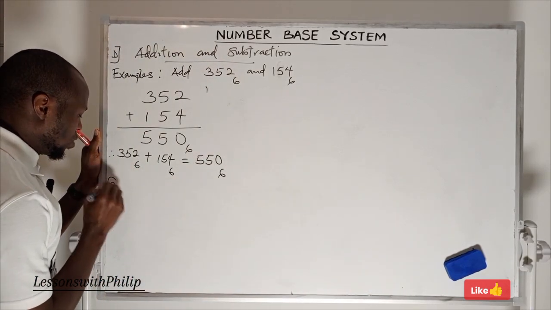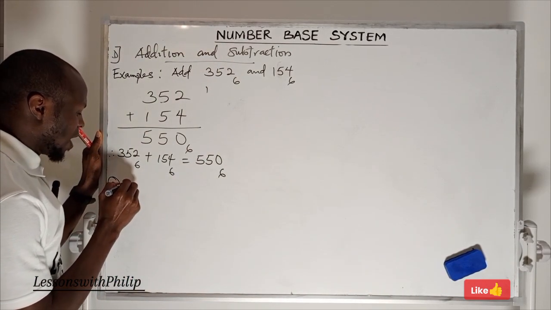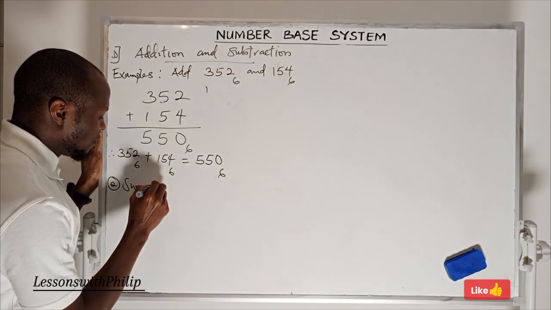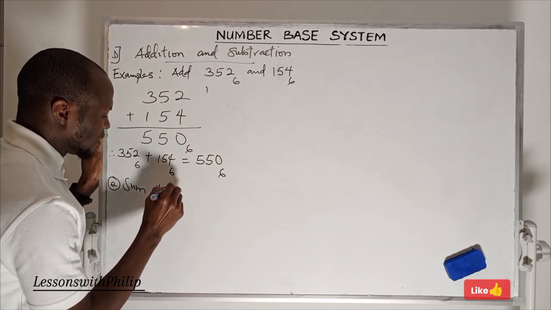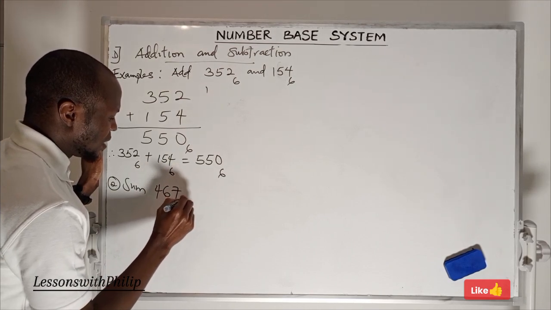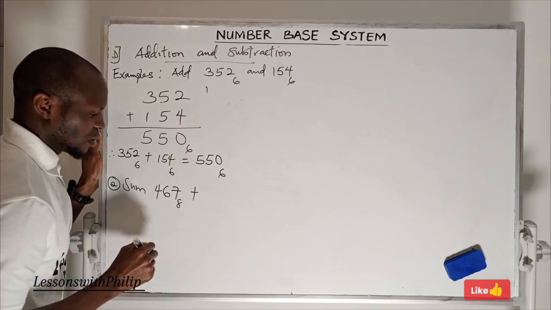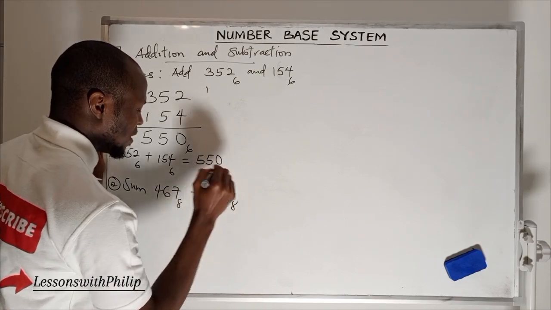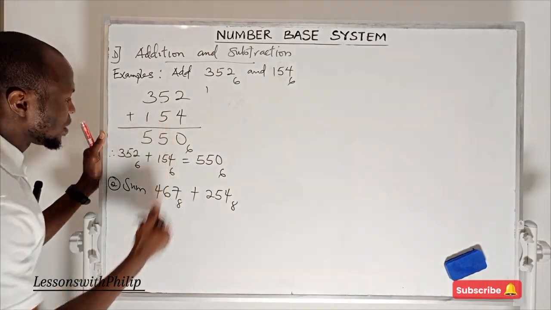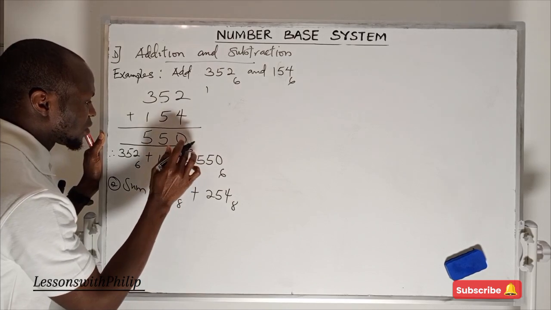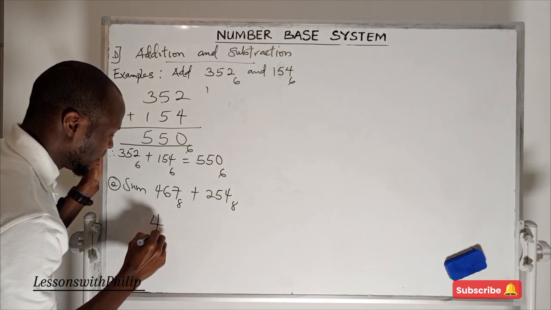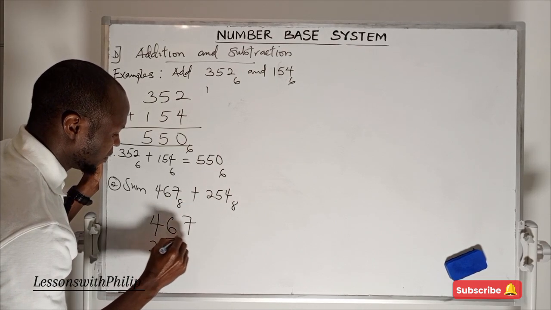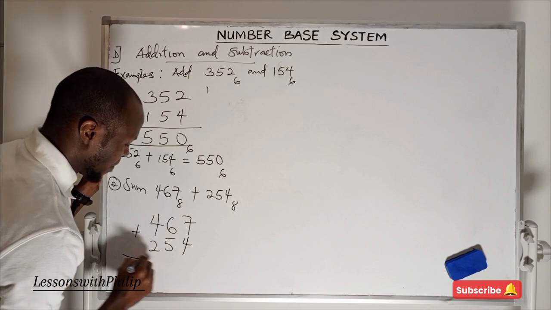Okay, example 2. If I'm asked to sum 467 base 8 plus, let's say, 254 base 8. I'm asked to solve this. I go with the same method. So I have 4, 6, 7, and I have 2, 5, 4. I want to add the two together.